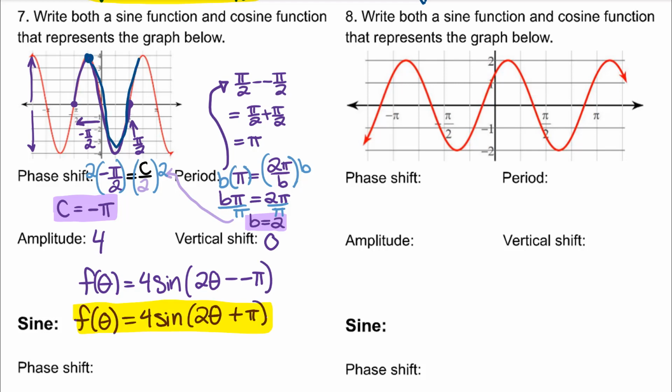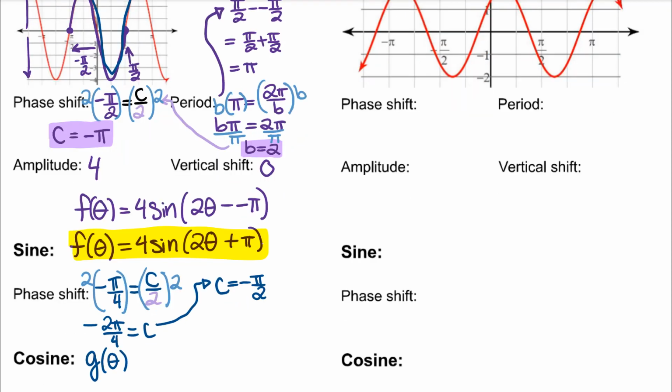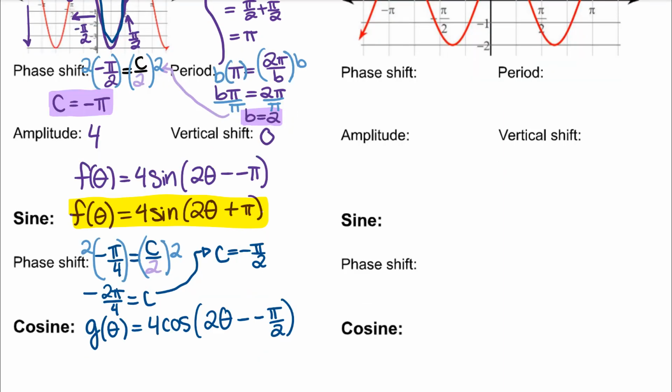For a period of cosine, we could start at negative pi fourths. This means the c value for cosine will not be the c value for sine, because our phase shift has changed. Make the phase shift of negative pi fourths equal to c over b. We already know b is still 2 because the period did not change. And solve for c. G of theta is equal to 4 cosine of 2 theta plus pi halves.